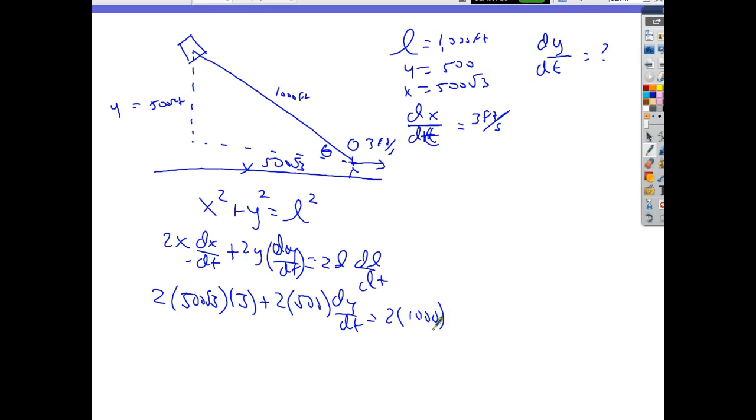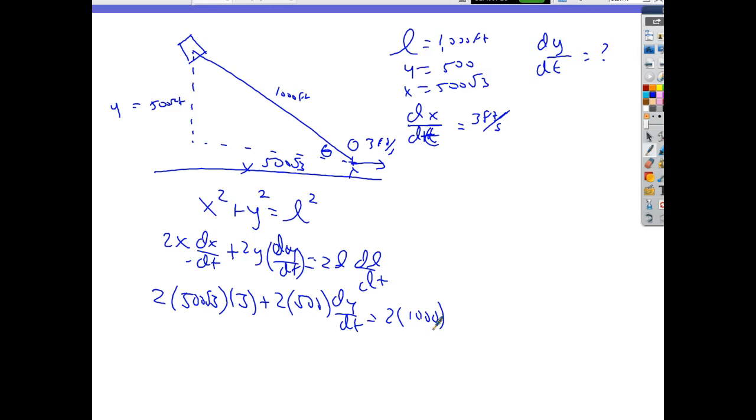Yeah, you do. 1,000 times dL/dt. What does it mean? This is a class where we have to figure out what it means. It's not the length. dL/dt is not the length. What is dL/dt? What does it literally mean?